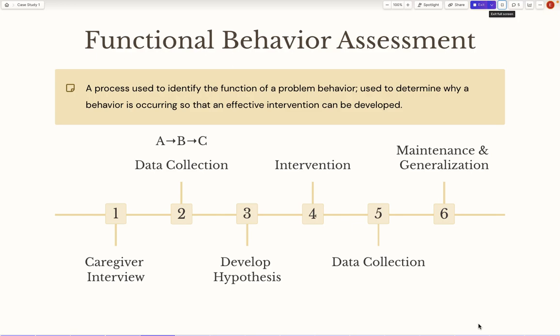ABC data was then collected by observing him and descriptively recording what occurred antecedent or before the behavior, which is A, then the topography of the behavior, so B, behavior, and the consequence, C, of the behavior. These 2 forms of data collection aided the development of a hypothesis about the maintaining function. The intervention was then developed, data collection occurred to track the intervention's effectiveness, and maintenance and generalization techniques were implemented from there.